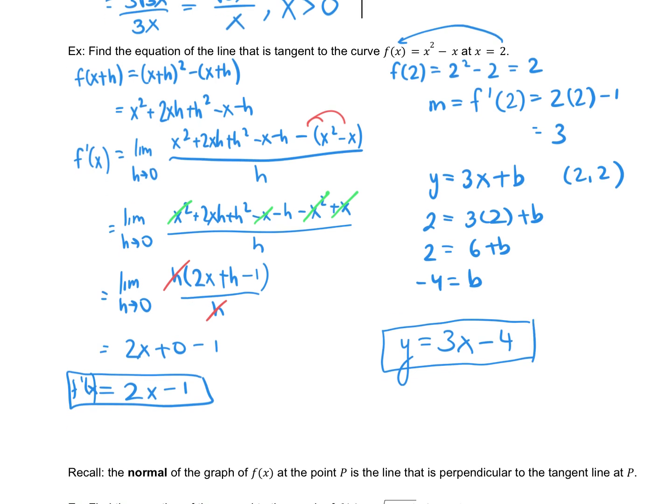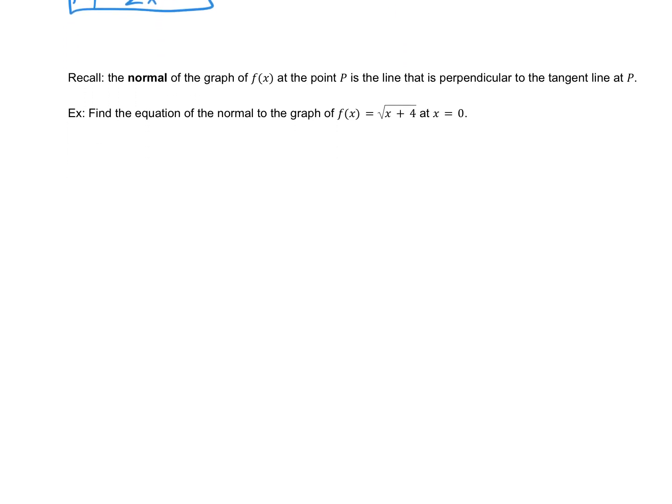And finally, instead of a tangent line, we can also find the equation of the normal. And as a reminder, the normal to a graph, let's say f of x, is the line that is perpendicular to the tangent line at a specific point. So let's find the equation of the normal to the graph of f of x equals the square root of x plus 4 at x equals 0. Now, of course, I can use my difference quotient to find the slope of the tangent line when x is 0, but I'm just going to find the derivative to practice that skill and then go from there.